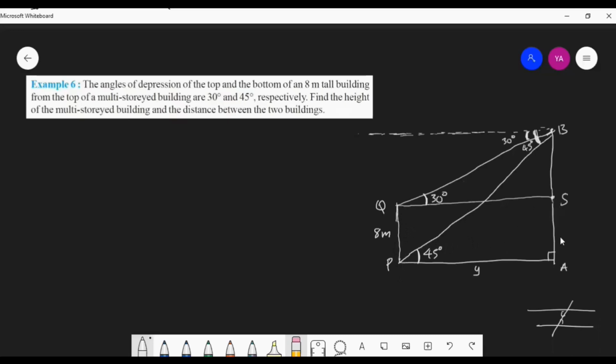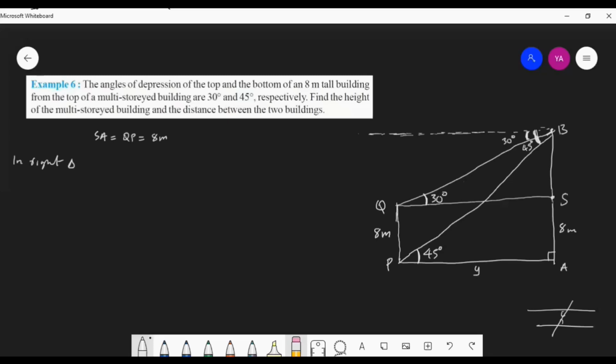So what will be SA? SA will also be 8, not centimeter, 8 meter. We can write SA is equal to QP is equal to 8 meter. Now we can choose the first right triangle and start from QSB.